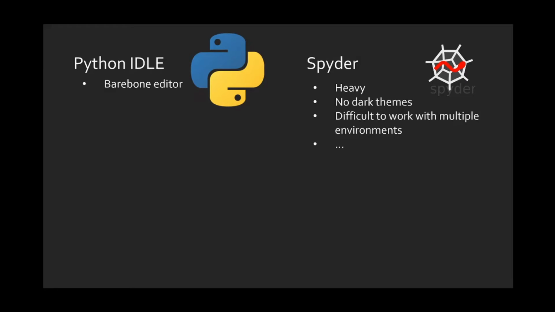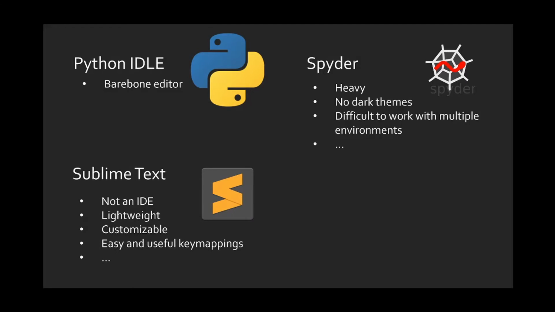Enter Sublime Text. Sublime Text, while not an IDE, is probably one of the best editors I have used in my programming experience. It has a good interface, it is lightweight, customizable, and most of all, easy and useful key mappings. Writing code in Sublime Text was a joy. It saved me a lot of time because I could edit and refactor my code in quick and visually pleasing ways. In fact, I still use Sublime Text key mapping. But like Oliver Twist, a man always asks for more.